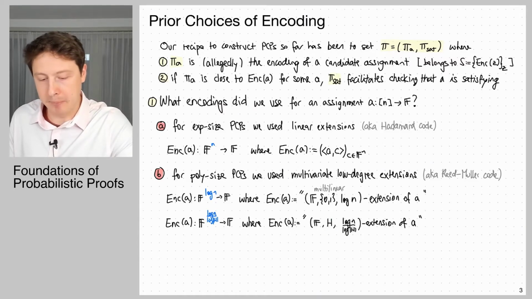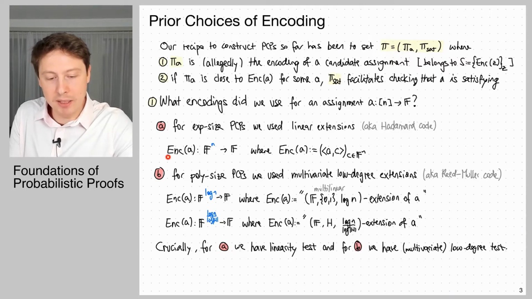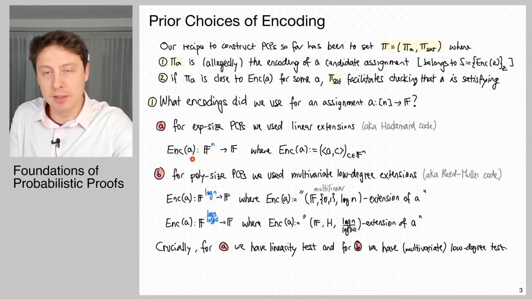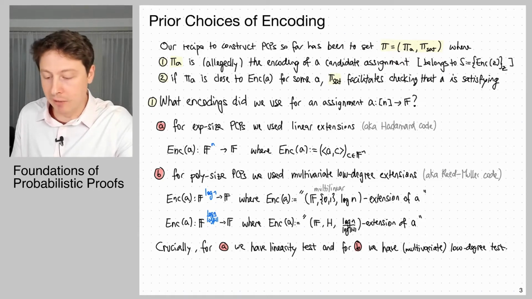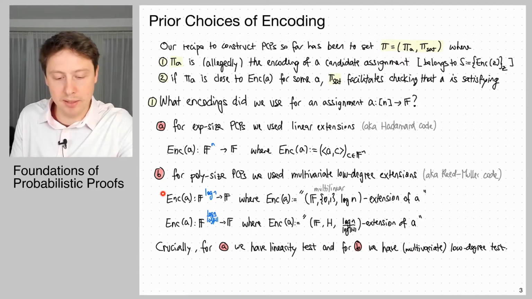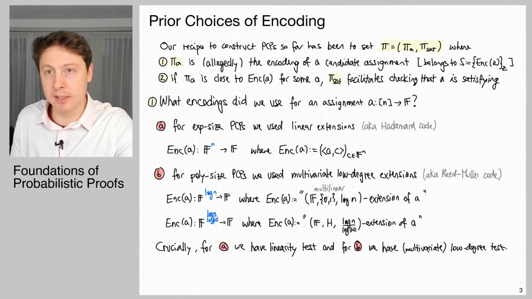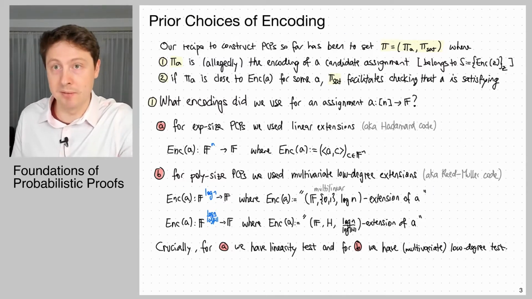And crucially, for the Hadamard code, we had the linearity test that made sure that the alleged encoding really belongs to the set of valid encodings. And for the Reed-Muller code, we had the multivariate low-degree test that made sure that whatever alleged encoding in this format was indeed close to some valid encoding.